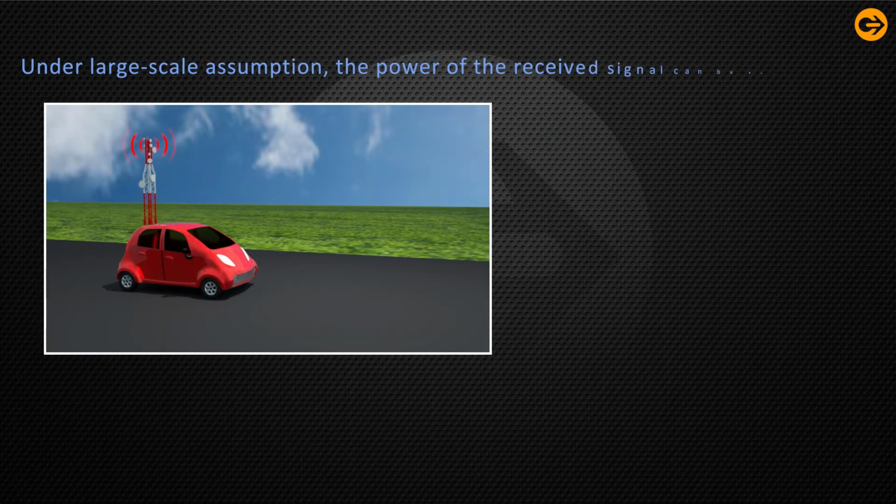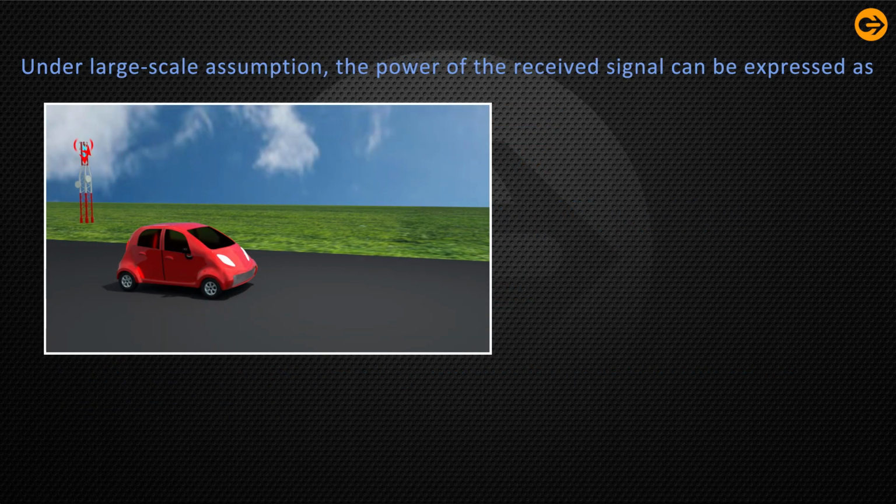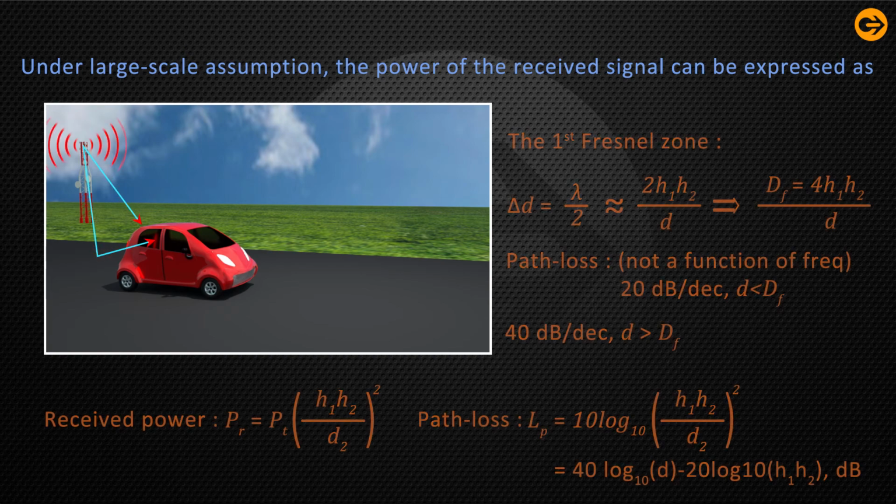Now, under the large-scale assumption, the power of the received signal can be expressed like this, where the decay is 40 dB per decade for path loss.